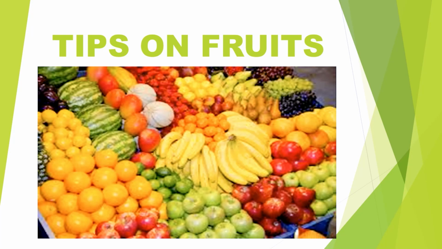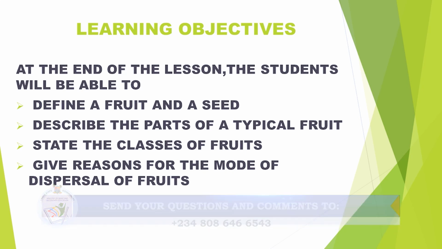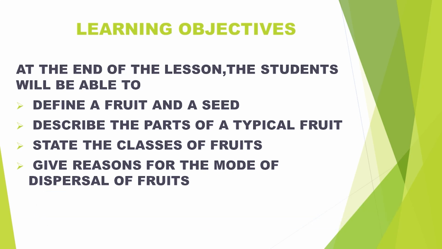Our learning objectives. At the end of the lesson, students will be able to: 1. Define a fruit and a seed. 2. Describe the parts of a typical fruit. 3. State the classes of fruits. And lastly, students will be able to give reasons for the mode of dispersal of fruits.